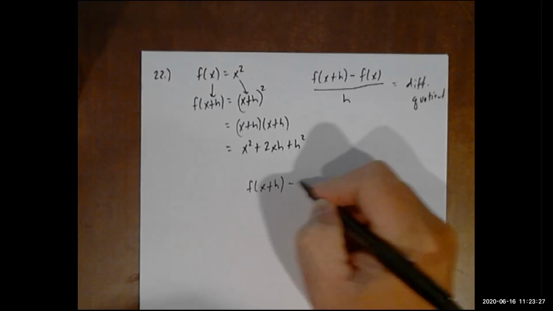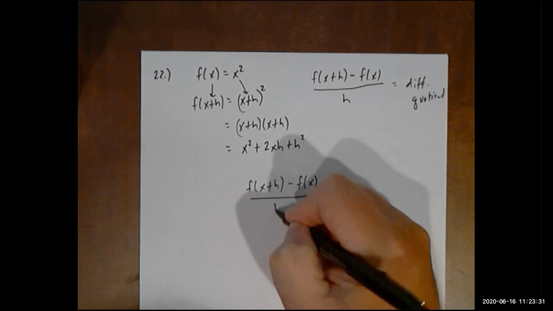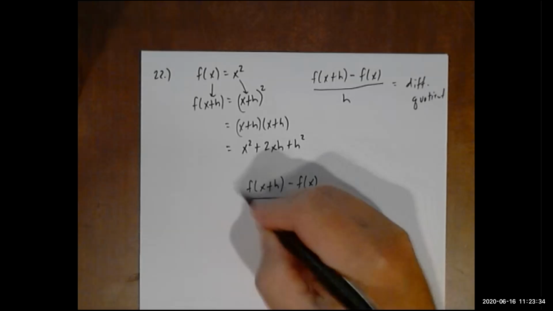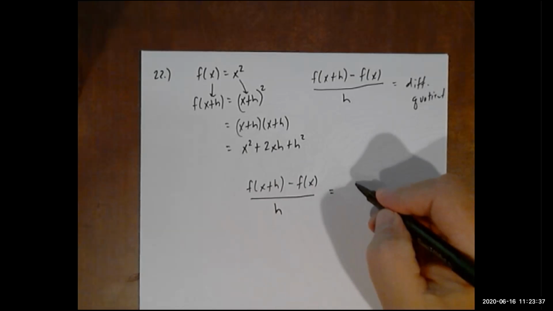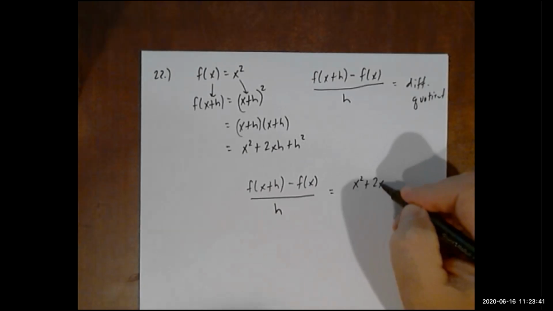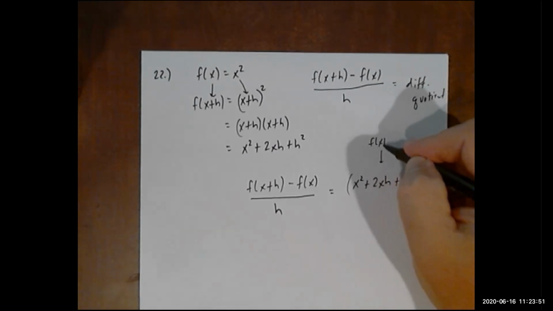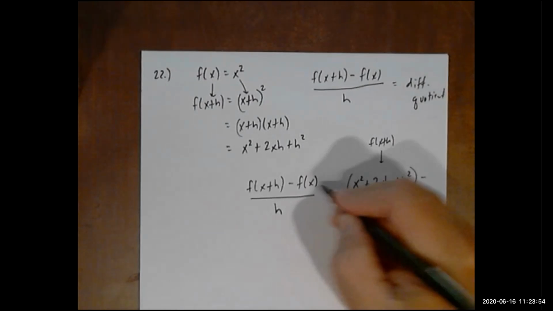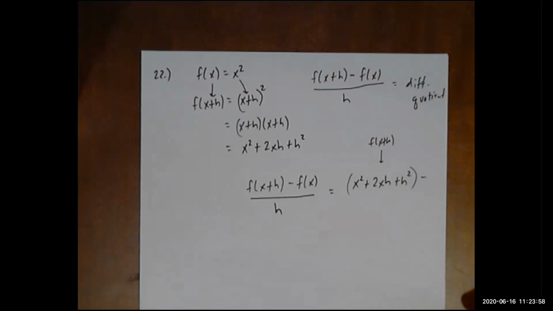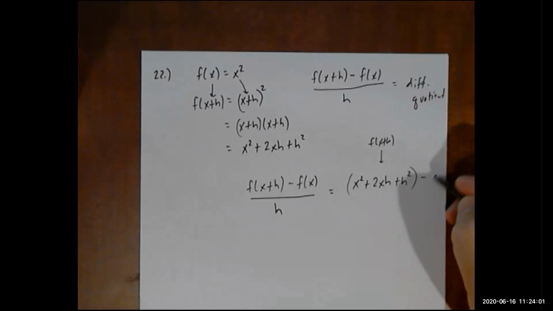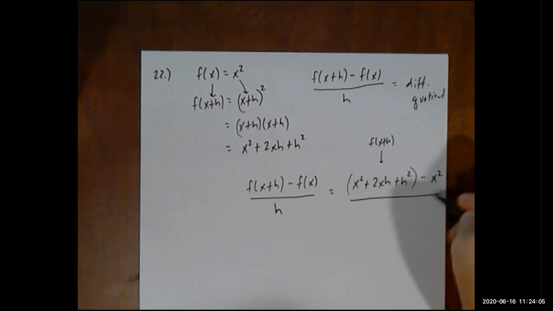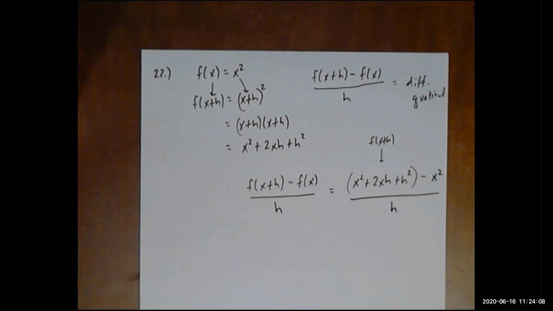So let's write out this difference quotient, and I'm going to start plugging in what I know and see what happens. So f of x plus h is this right here. So it's x squared plus 2xh plus h squared. So that right there is the f of x plus h. Minus f of x. Well, f of x is just my original function, right? Which is x squared. So I just put in minus x squared over, and I leave the h. So this is now my difference quotient for x squared.